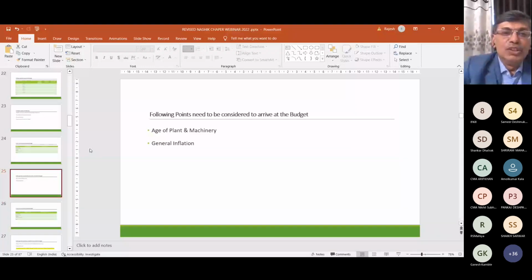Now, what factors need to be considered to arrive at the budget? So one is age of plant. Basic function of the stores is just to ensure that the plant runs smoothly without any interruption, so that it results in sustainable production and sustainable sales. So here, age of plant and machinery, that is one factor we need to consider, and second is general inflation.